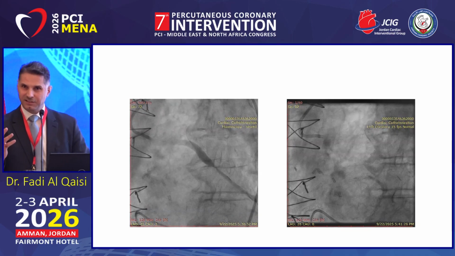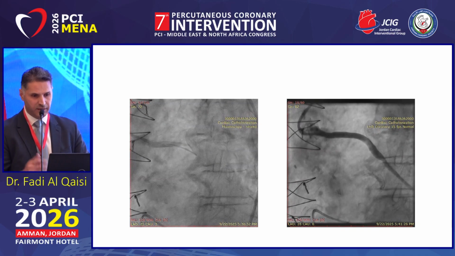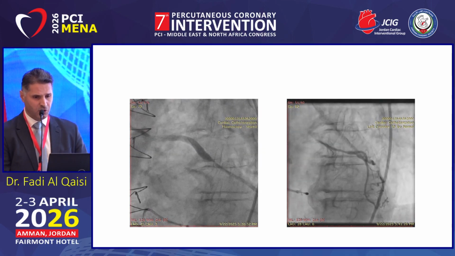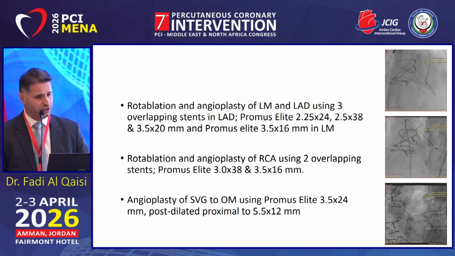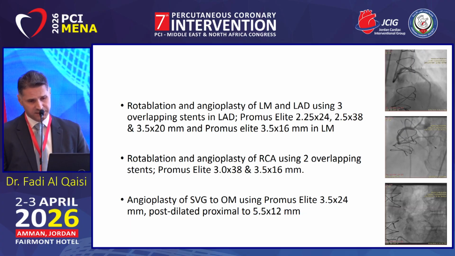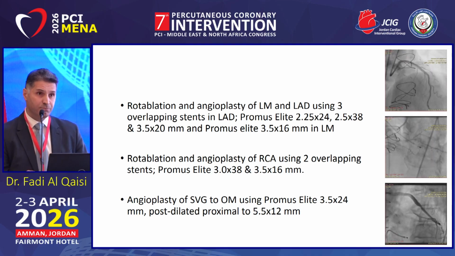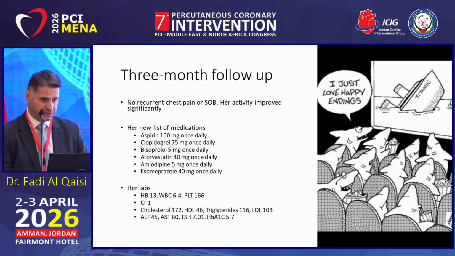This is direct stenting. It's no-brainer. It's the easiest one to do. It takes 5 minutes extra, post-dilated, and we are done with all 3 arteries. We did 3 overlapping stents in the LAD, 2 overlapping stents in the RCA, and 1 stent in the venous graft that was post-dilated to 5.5 balloon with very good results.